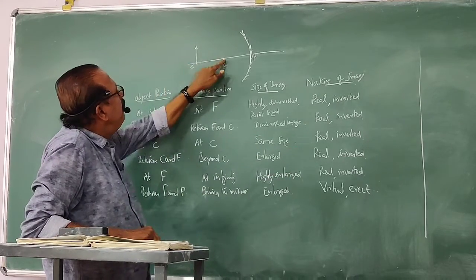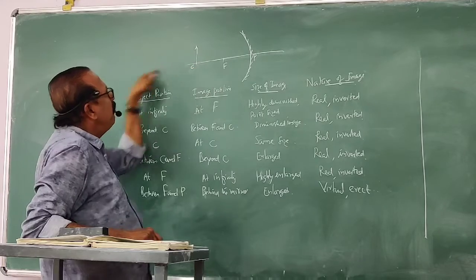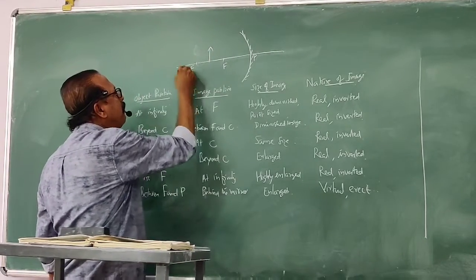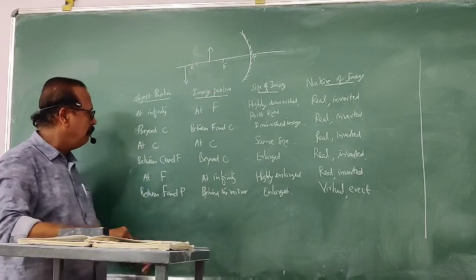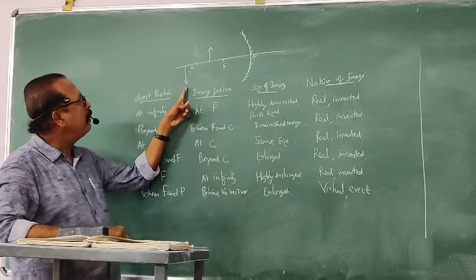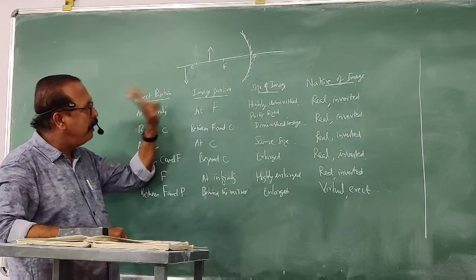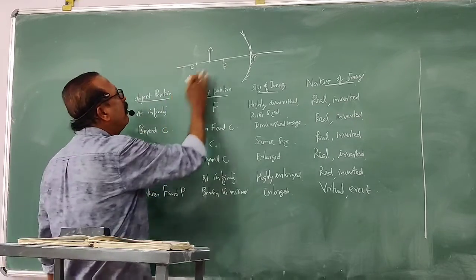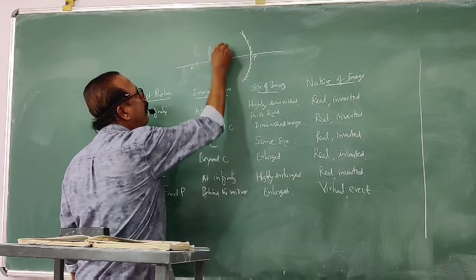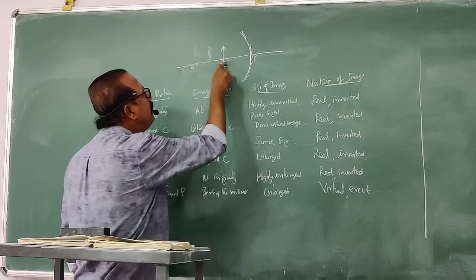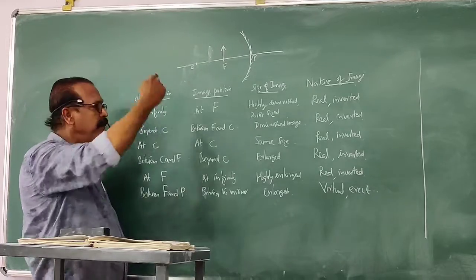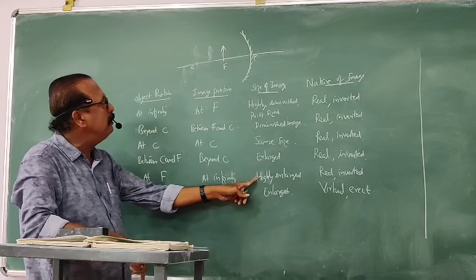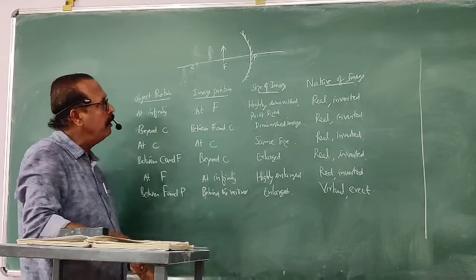Object between C and F, between these two, the image is beyond C. You get an image beyond C here. Enlarged image, real and inverted. Object at the focus: if the object is here, at the focus, the image is formed at infinity, far away. Highly enlarged image, real and inverted.